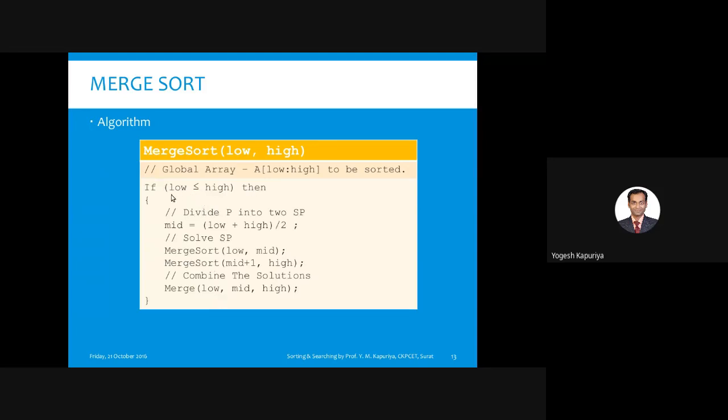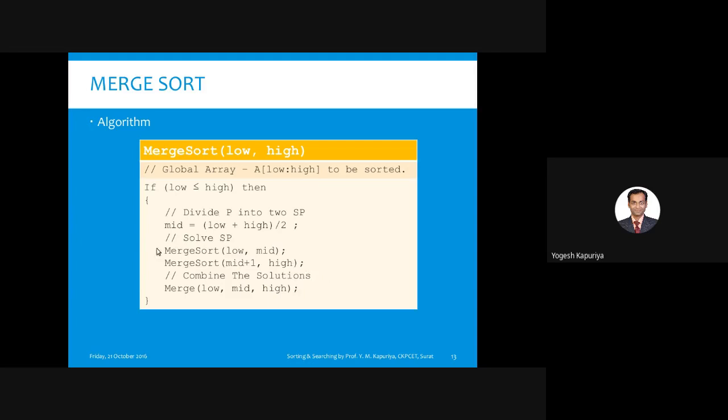As soon as your low becomes greater than high, that means your low is 1 and your high is 0, that is an invalid case of split. So now no further division is possible, so you will stop splitting. That's why we are writing the if condition over here: if low is less than or equal to high, then only you do this. Otherwise, you don't require to do anything. There is only one element, you can simply return that. So you are not doing anything, no further split is required.